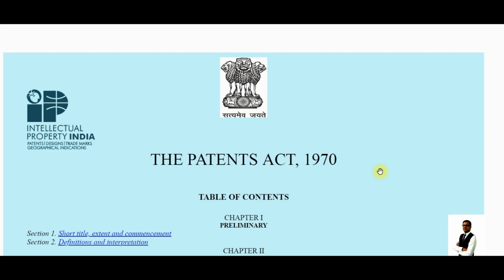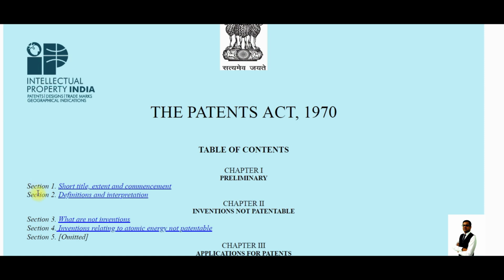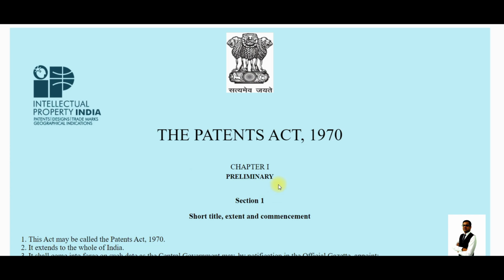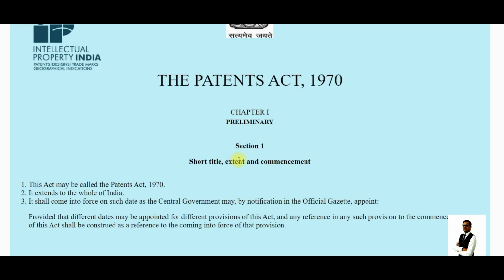So today we start with the Patent Act 1970 and we'll start with section 1 and section 2. Section 1 relates to short title, extent and commencement. So it says that the Act is called the Patent Act 1970 and it commenced on the date of notification in the official gazette.